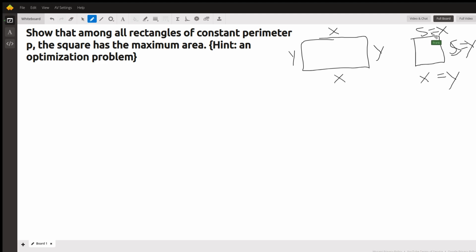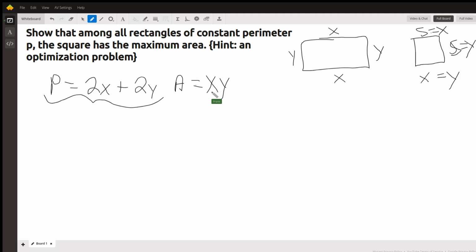The perimeter of a rectangle is, I'm calling them X and Y, 2X plus 2Y. And the area of a rectangle is X times Y, length times width. And again, if they're the same, then it's side times side, or X times X, or X squared, or Y squared. They're both the same. So I will get this equation, everything in terms of Y, and then plug it into this equation, and then optimize it using calculus.